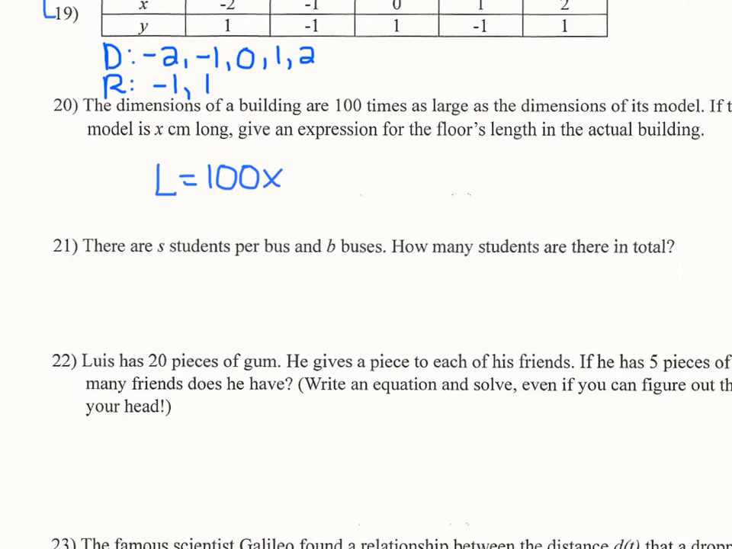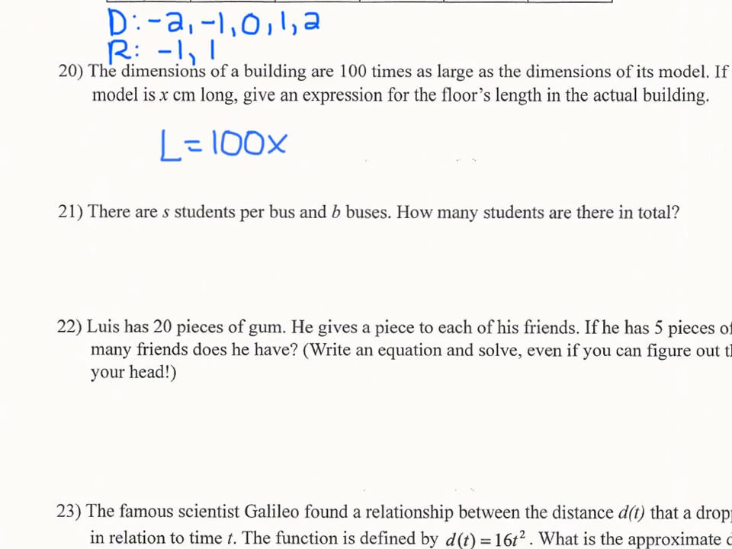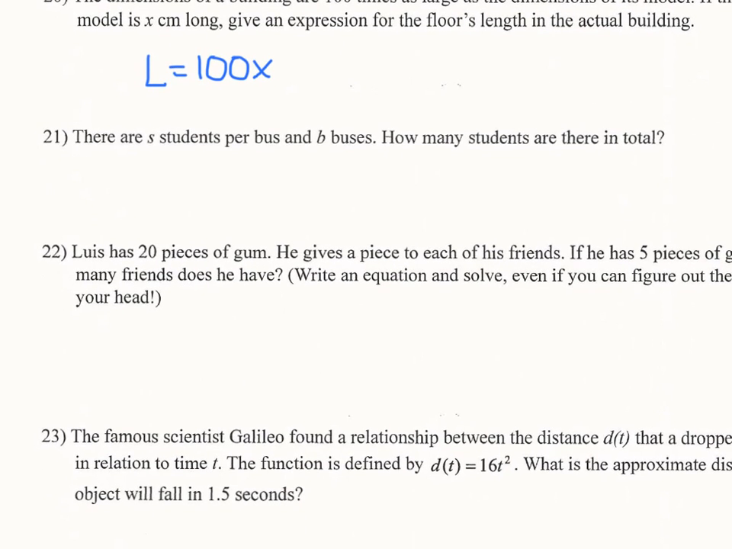So 21, there are S students per bus and B buses. How many students are there total? Well, if it helps you to think about this with numbers, do that. So let's suppose there were 10 students on every bus. I'm just making these numbers up if you're worried about where I'm getting them from. Let's suppose there were 10 students on every bus, and there were 5 buses. Ask yourself, how many students would there be total? Well, you would do 10 times 5, right? So for your answer to this problem, my total number of students would be S times B, because you'd take the number of students and multiply by the number of buses.